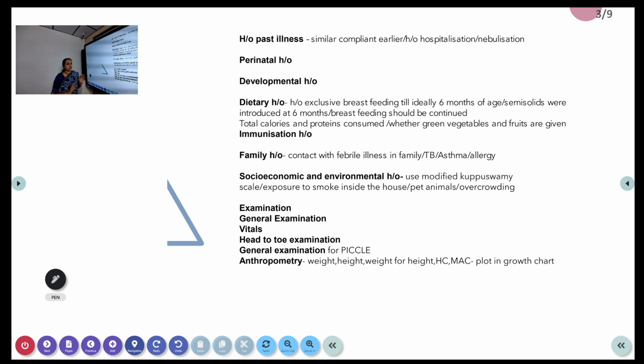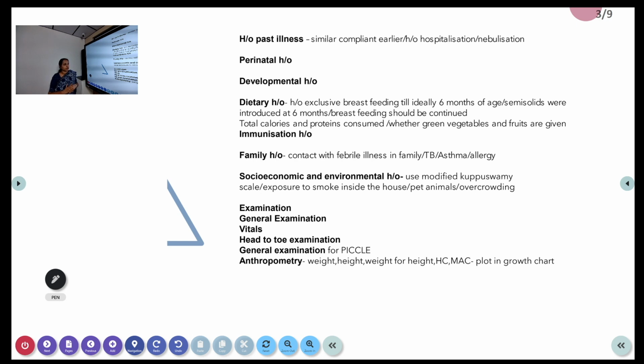Then perinatal history, you divide it into antenatal history, natal history and postnatal history. And since the child is only 1 year old or below 5 years old, you have to get details of the antenatal, natal and postnatal history. Suppose it is a preterm baby or a low birth weight baby, these babies are more prone to infections like pneumonia. Then developmental history of the patient you have to take. That is detailed, you have to write the developmental history.